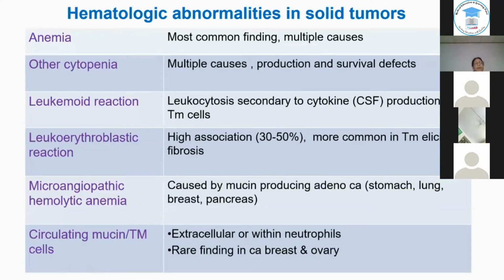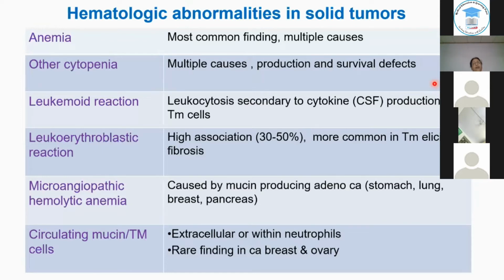So what happens when there is metastasis in the bone marrow? It is indicated by hematological abnormalities like anemia. This is the most common finding, and it has multiple causes. The most common type of anemia is normocytic normochromic anemia, but you may get iron deficiency anemia or anemia of chronic disorders. Then you may have cytopenias. Again, they have multiple causes, maybe because of production or survival defects.